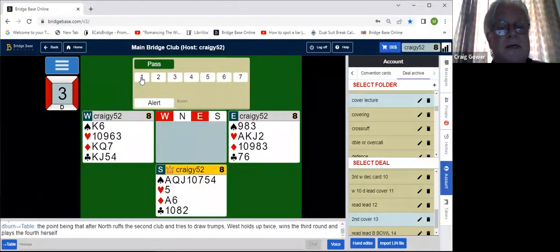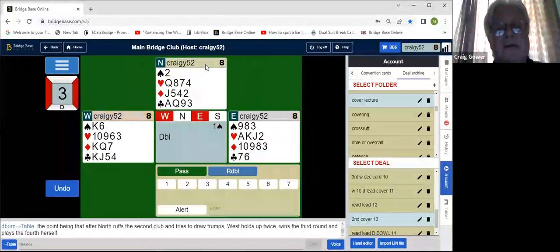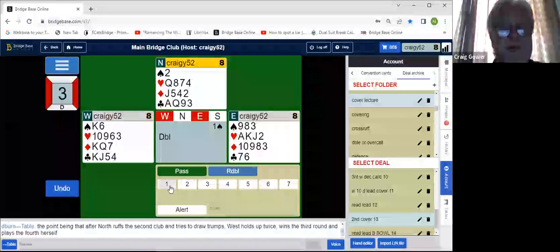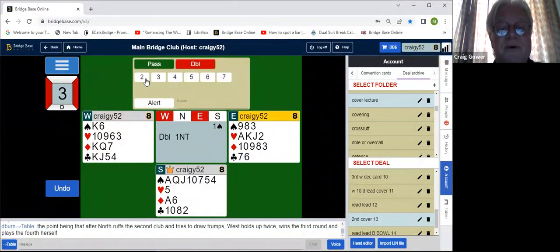Here we go. So there'll be a popular bid. I would double with the West hand. Some Norths pass, and I prefer to let partner know I've got some values. So I bid 1 spade.